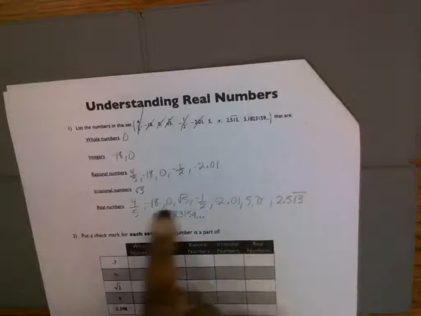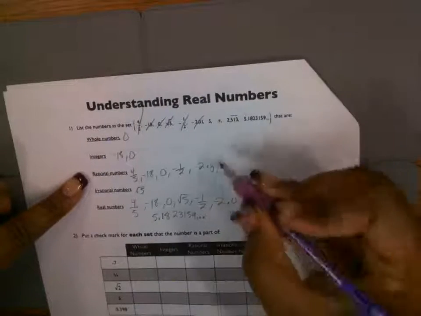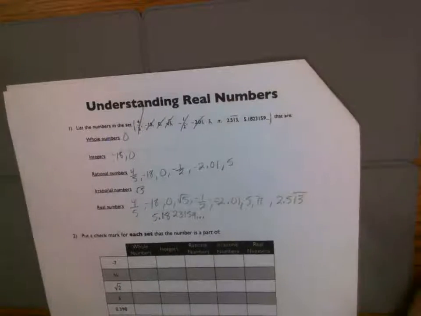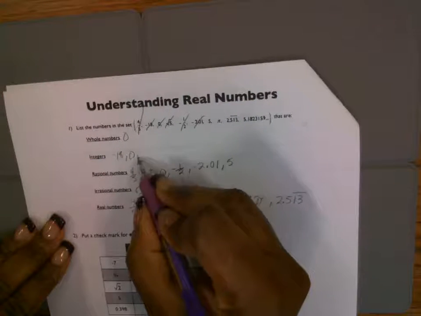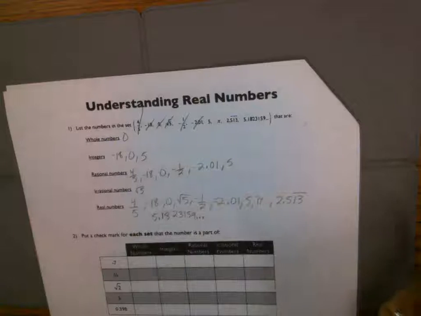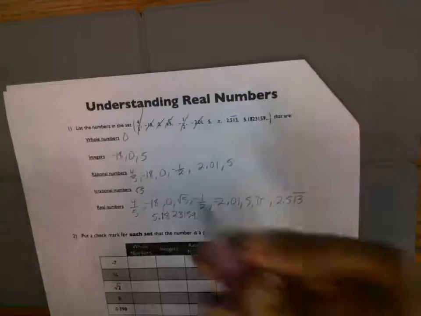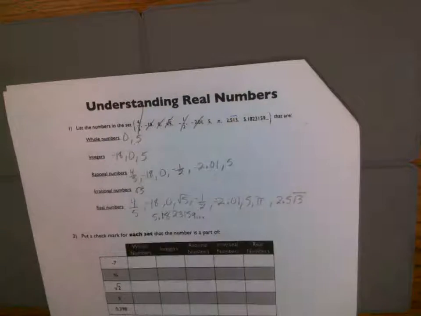5, of course, is real. It's rational because 5 can be written as a fraction. Okay. 5 is also an integer. It doesn't have a fraction or a decimal attached to it. And 5 is also a whole number.